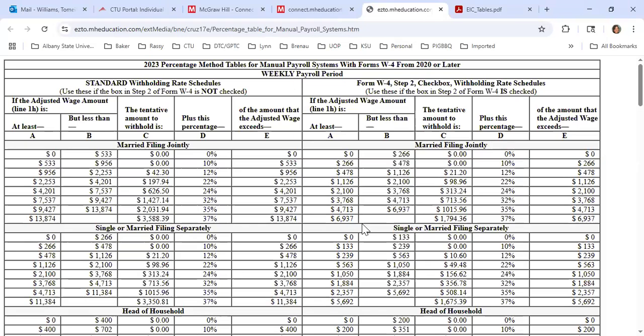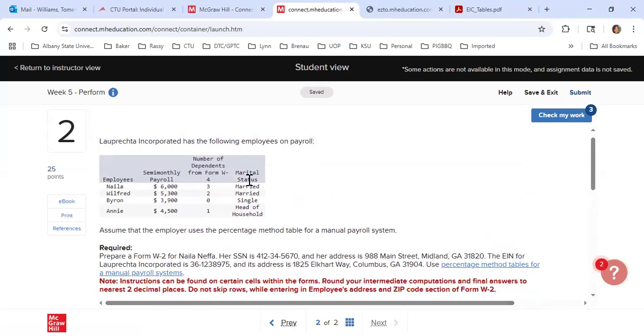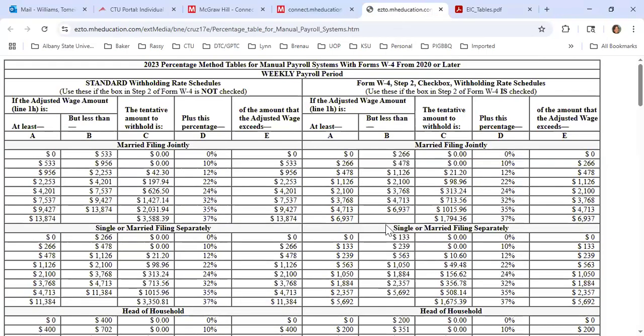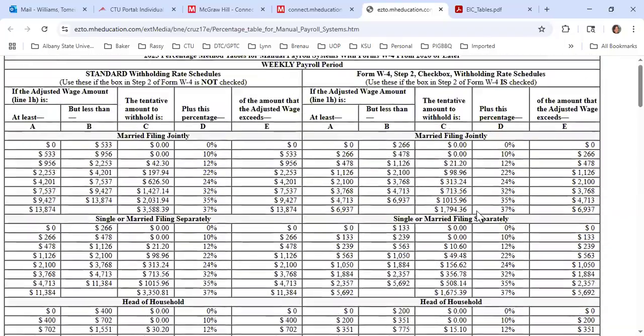The issue is, if you notice in the problem, they give you all this information for every employee and they just say married, single, head of household, etc. They don't tell you whether this is married filing jointly or married filing separately, right? You literally have no clue because they don't give you the information in the problem. But on the percentage tables that have been given to you, and they're also in your textbook, there is a section for married filing jointly and a section for married filing separately. Because they didn't give you that information, even if you did this on your own, you still wouldn't have been able to derive the correct answer for a semi-monthly.